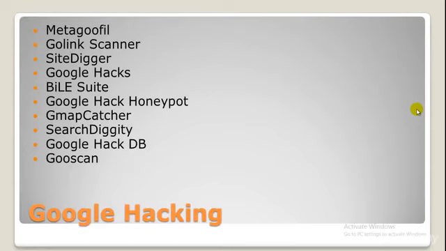Then we have Google Hack Honeypot, which is the reaction to a new type of malicious web traffic, a search engine for hackers, and you can check it at ghh.sourceforge.net. GHH implements the honeypot theory to provide additional info security to your web presence. We have Gmap Catcher, Search Diggity, Google Hacking Database, as I showed you, and finally GoogleScan. GoogleScan is a tool that automates queries against Google search appliances, and these queries are designed to find potential vulnerabilities on your websites. So that would be it for this tutorial.